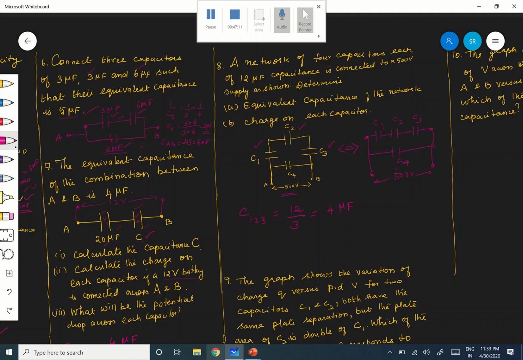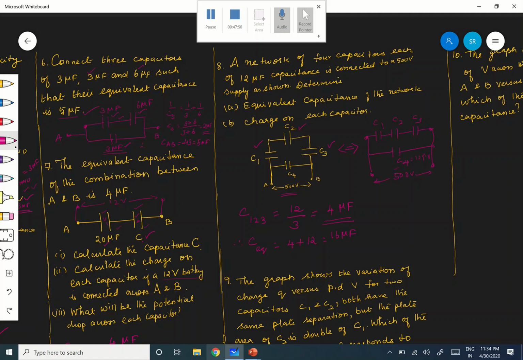Okay, therefore, what is C equivalent? C equivalent is nothing but the C1, C2, C3 series combination, and that combination is parallel to C4. That combination capacitance is nothing but 4, and C4 is 12, right? Okay, 4 and 12 microfarad are in parallel. Therefore, it is 4 plus 12, that is equal to 16 microfarad. The equivalent capacitance is 16 microfarad.